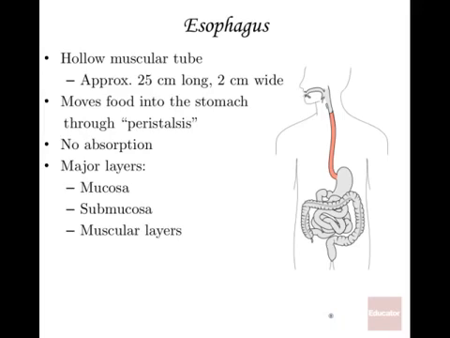When we look at the esophagus, here is a hollow muscular tube, approximately 25 centimeters long, and at its widest portion, about 2 centimeters wide. It moves food into the stomach through peristalsis. Peristalsis in general is wave-like muscular contractions. So any tube that has a muscular lining that needs to move something through it in your body, and it's usually not conscious voluntary control. It's sort of an unconscious, involuntary thing that moves food through.